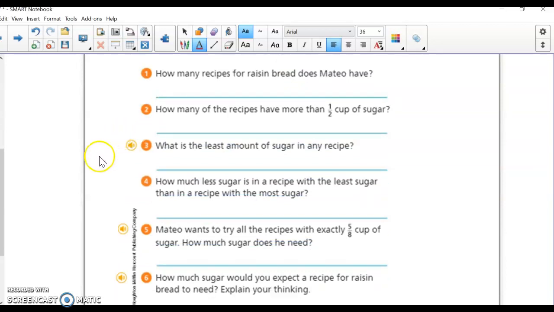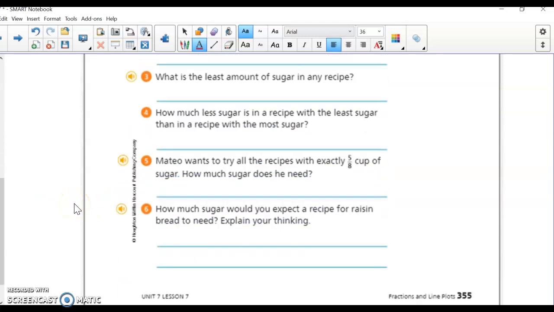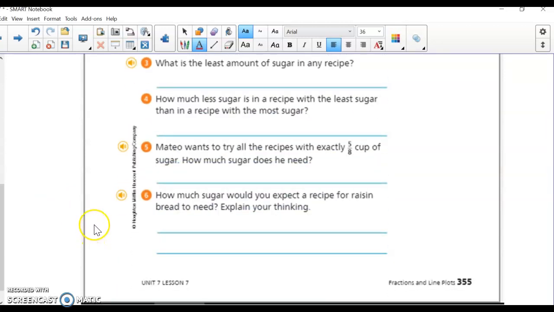Mateo wants to try all the recipes with exactly 5/8 cup of sugar. How much sugar does he need if he's going to make all of those? If he's going to make all three of these recipes, each one takes 5/8 of a cup of sugar. How much total will all three of those be? And then how much sugar would you expect a recipe for raisin bread to need? How could you use the information above to explain and come up with an answer? Okay, go ahead and pause the video now, and I will go through some of these in our next slide.